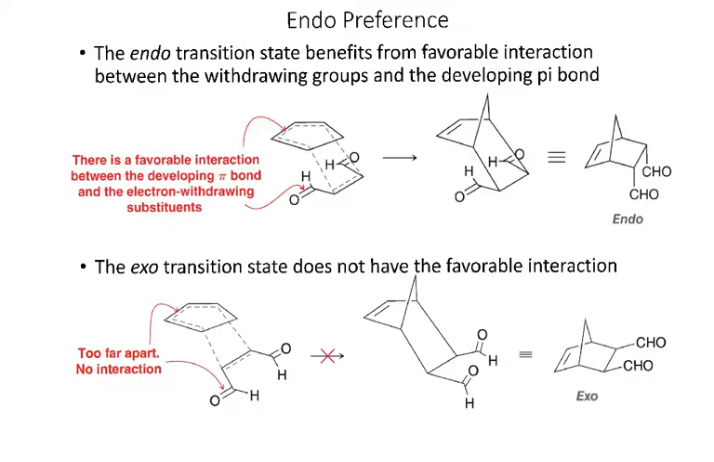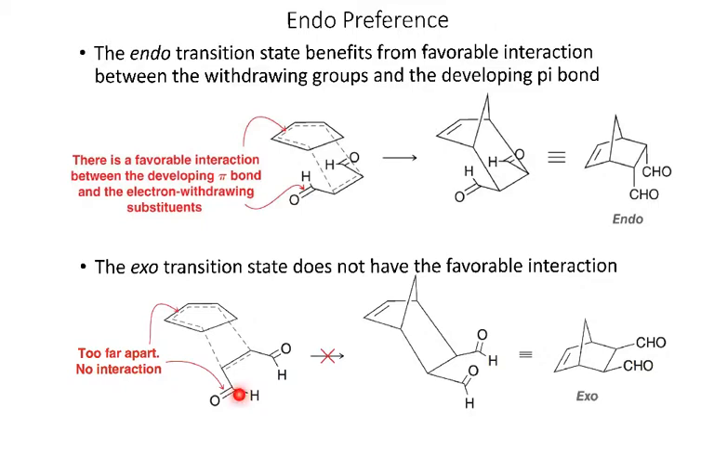All right, so this slide is an attempt to explain the preference for the endo position. The way the explanation goes, when they're in the endo position, we can get a favorable interaction between the pi electrons of the electron withdrawing groups and the pi electrons from the diene.